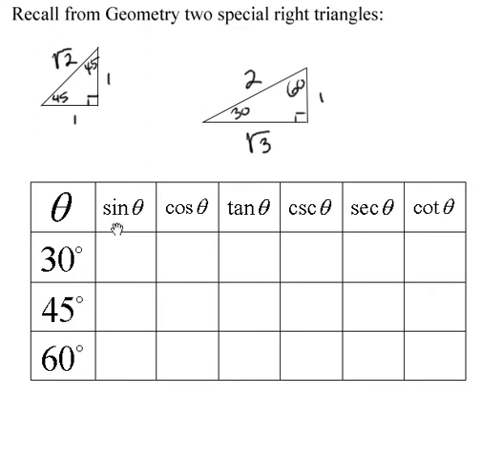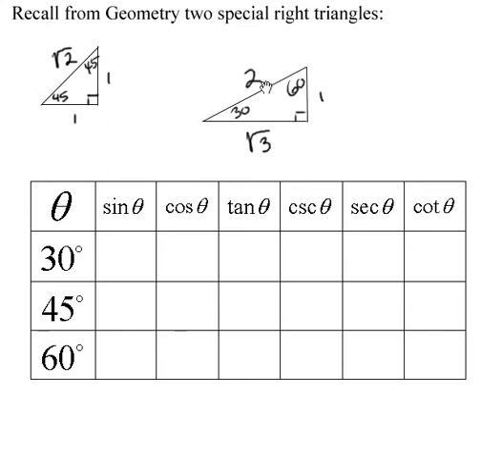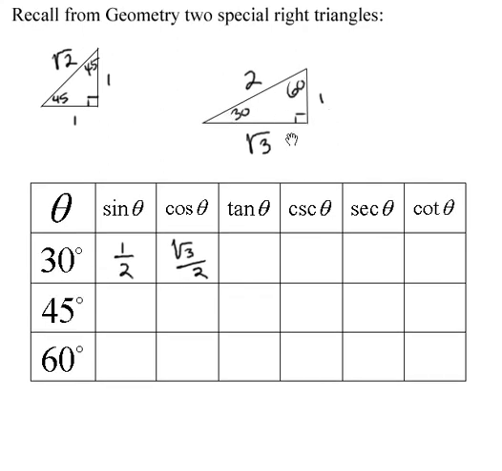So let's fill in the chart for the sine of 30. I'm going to stand at 30's point of view. Sine is opposite over hypotenuse, so the sine of 30 is 1/2. Cosine of 30, I'm going to stand at 30's point of view. Cosine is adjacent over hypotenuse, so that's the square root of 3 over 2. Tangent of 30, we're going to stand at 30's point of view. Tangent is opposite over adjacent, and 1 over the square root of 3 in simplest radical form is the square root of 3 over 3.